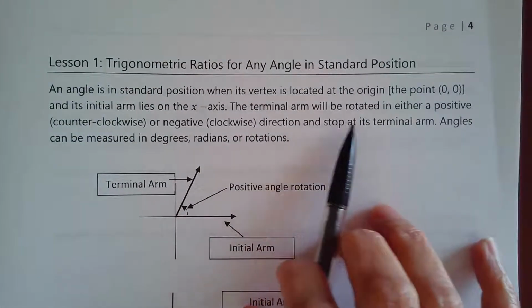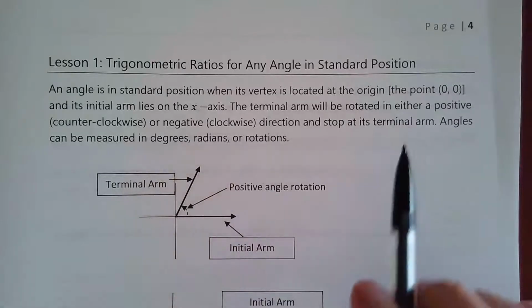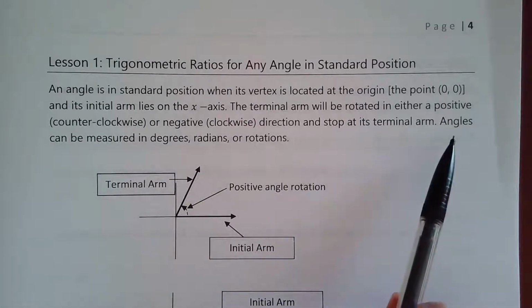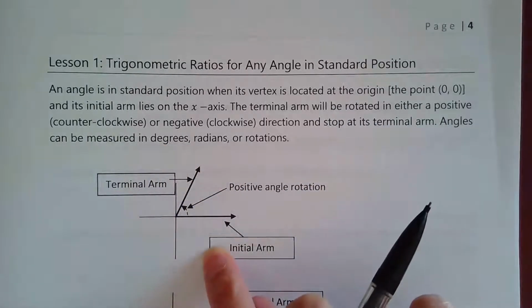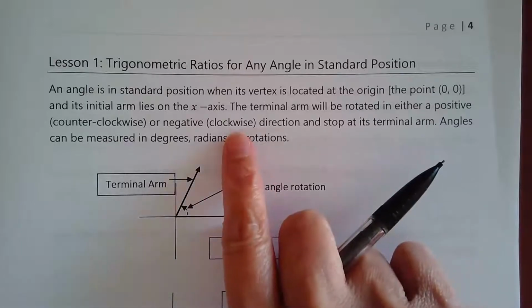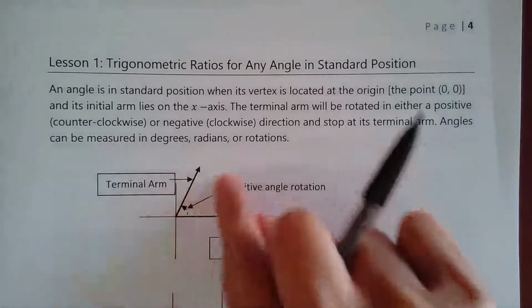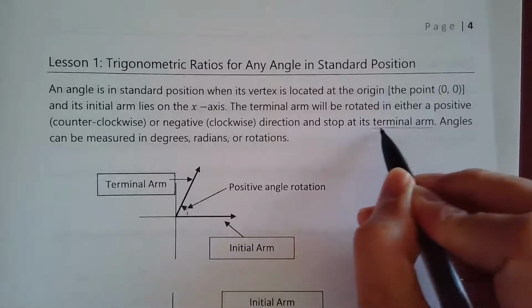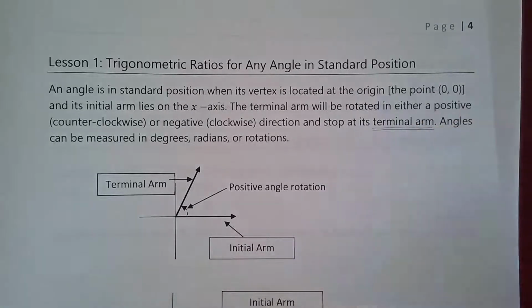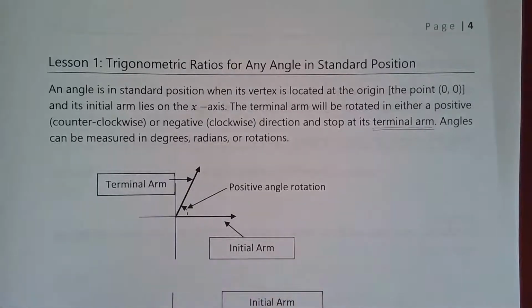And it's going to rotate in either a positive or negative direction. So a positive rotation will be counterclockwise this way. And then a negative angle, negative rotation, would be going clockwise. And it stops at a terminal arm. So the word terminal means where something stops. So terminal arm. Angles can be measured in degrees, radians, or in rotations.